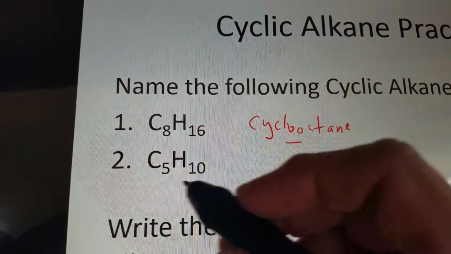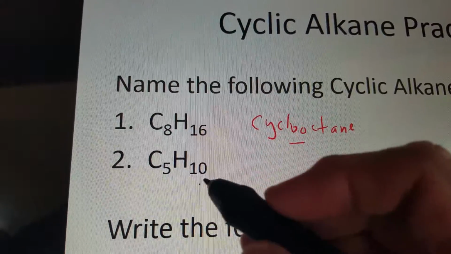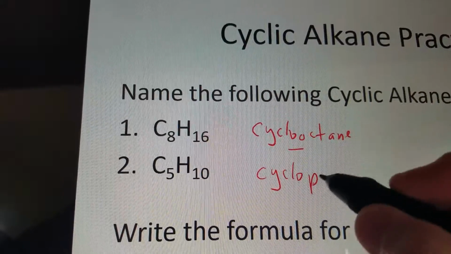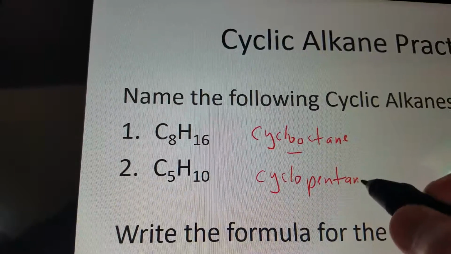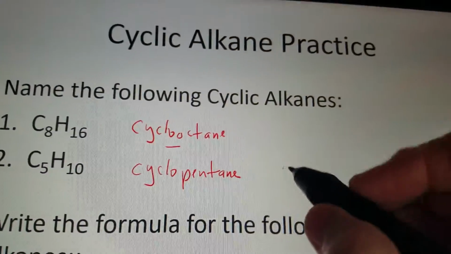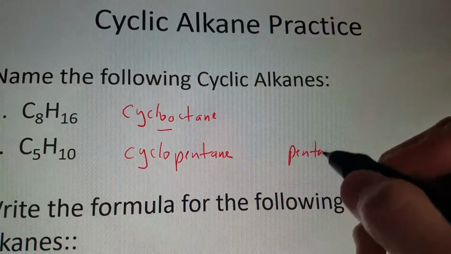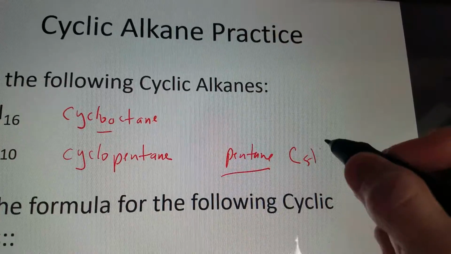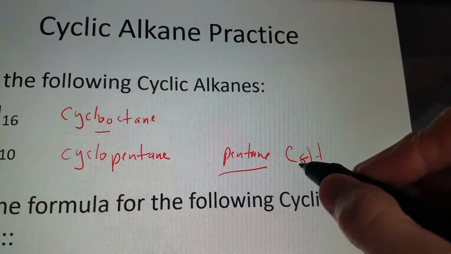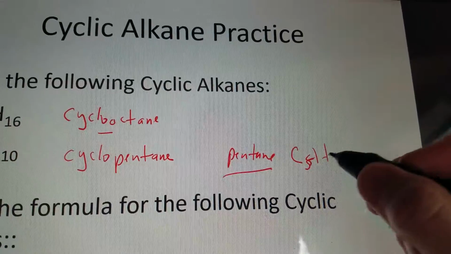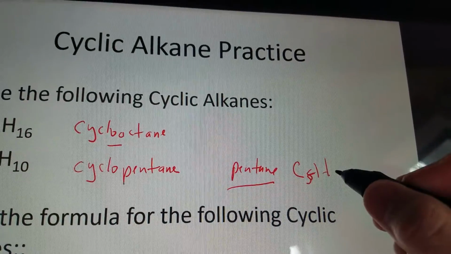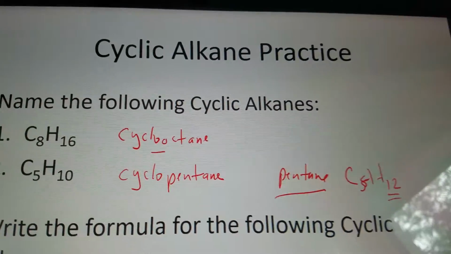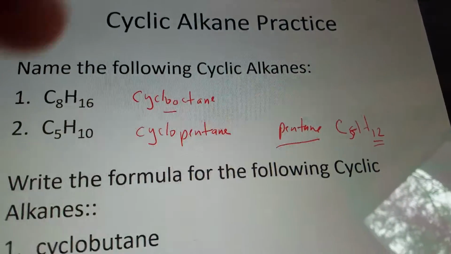And then here we have 5. 10 is exactly double. That's going to be cyclo. And then 5 is pent. And then we end it with ane. So if I wanted just plain old pentane without the cyclo, I'd still have 5 carbons. The difference is I'm going to have double my carbon number plus 2, which would be 10 plus 2, giving me 12. So the hydrogen number is what makes these different from one another.